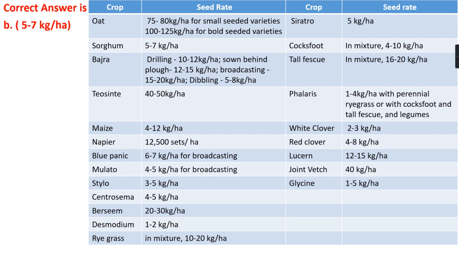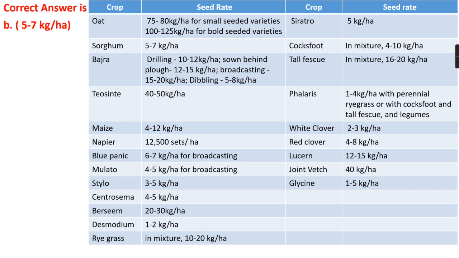For bajra, in the drilling process 10 to 12 kg per hectare, sown behind plough 12 to 15 kg per hectare. In case of broadcasting, 15 to 20 kg per hectare. And for the dibbling process, 5 to 8 kg per hectare. In case of teosinte, that is 40 to 50 kg per hectare. For maize, 4 to 12 kg per hectare.